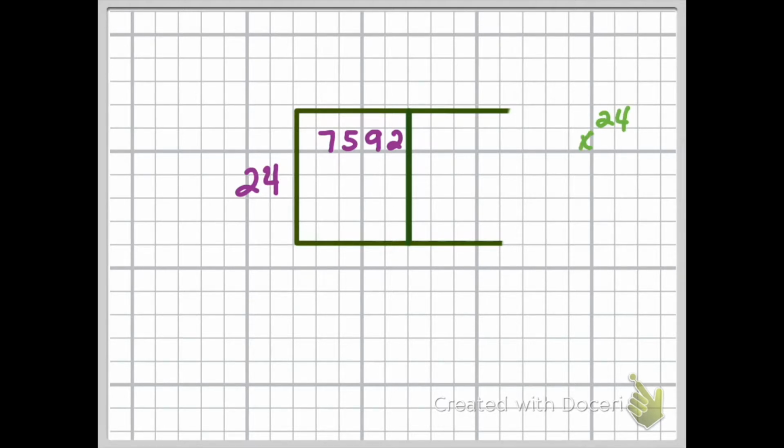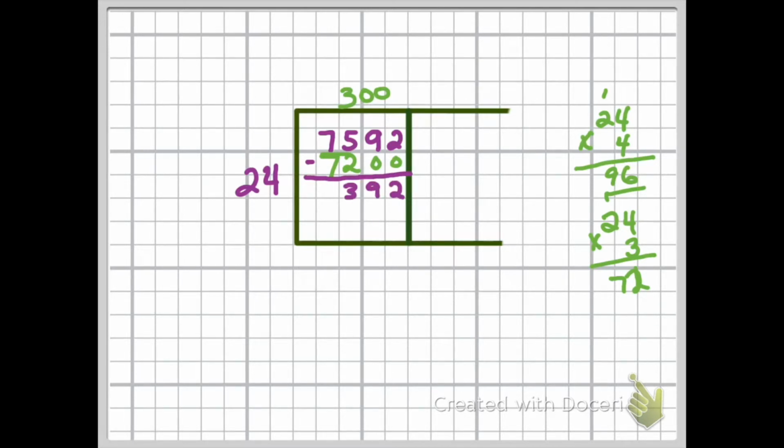We're going to do some of that math off to the side. 96 is too high, and I recognize a 75. So I'm going to try multiplying by a lower number, and I get 72. Well, if 24 times 3 is 72, that means 24 times 300 is 7,200. And now I'm going to subtract. And 392 becomes the new total that I'm going to record in the next box.